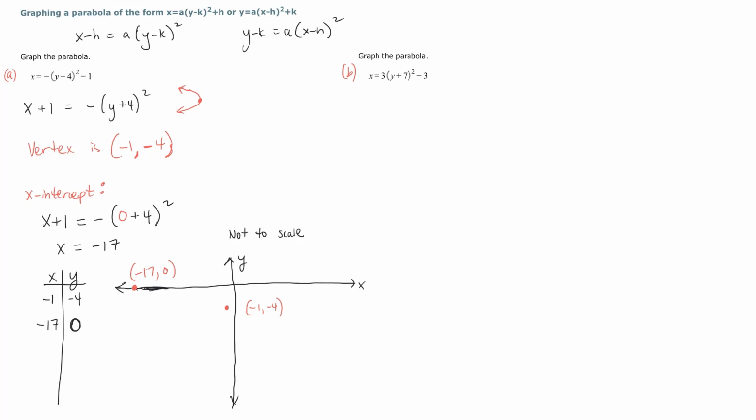Now, I'm only doing this because I don't have graph paper handy. And I just need a pretty quick sketch of this. Now, I need a symmetric point here. So the best thing to do is draw the axis of symmetry. The axis of symmetry is a horizontal line here. In fact, it's called y equals -4. So there's your horizontal line and your axis of symmetry.